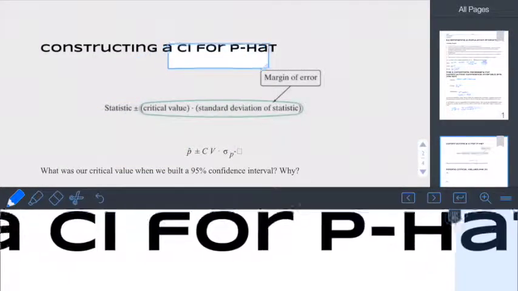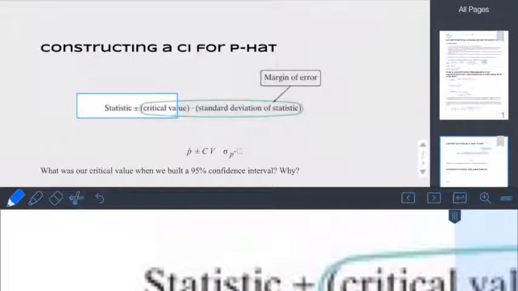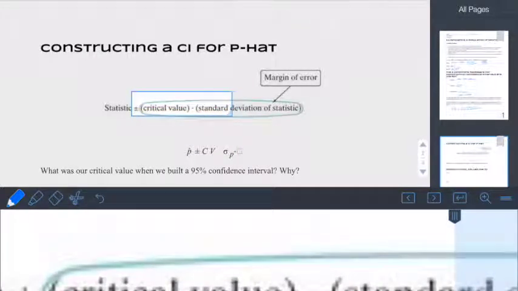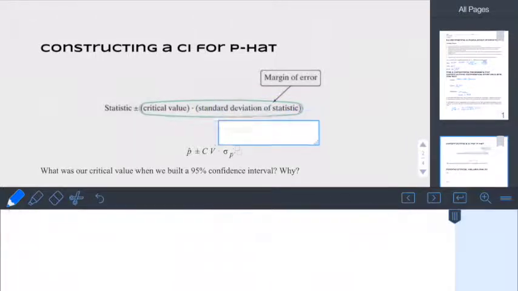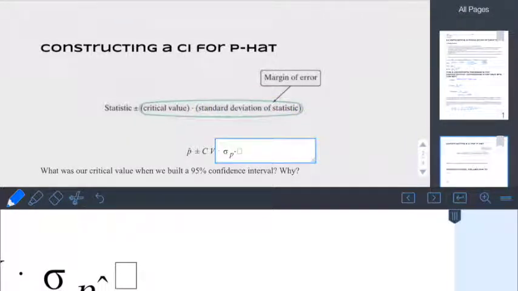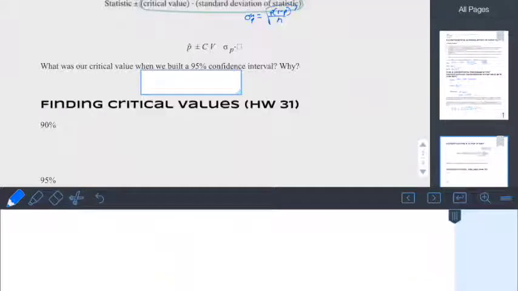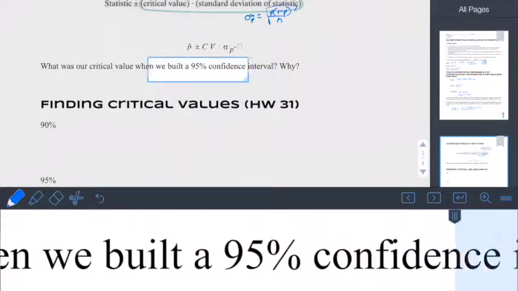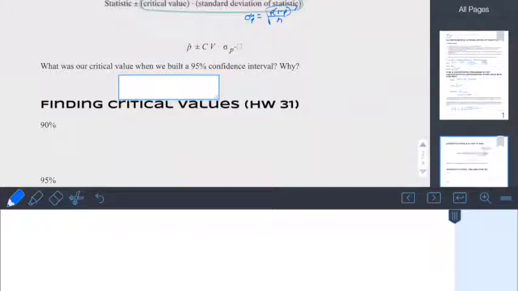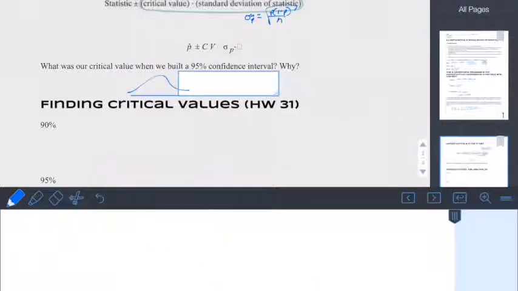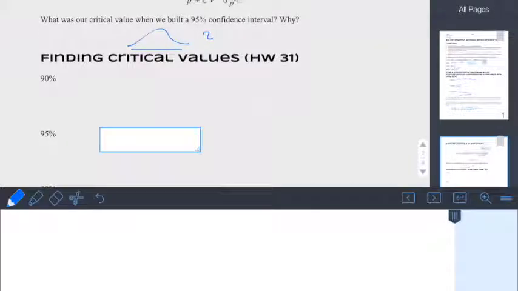So constructing a confidence interval for p. So remember, we have our statistic. In this case, for proportions, our statistic is p hat. We have our critical value, which we'll talk about in a second, and then we have the standard deviation of the statistic, sigma p hat, which was the square root of p(1 minus p) over n. So when we built a 95% confidence interval, we're trying to remember what our critical value was. Remember, for 95% confidence, that was 2 standard deviations. That's why we said 2 from our empirical rule. But now we're going to be a little more specific in how we find our critical values.